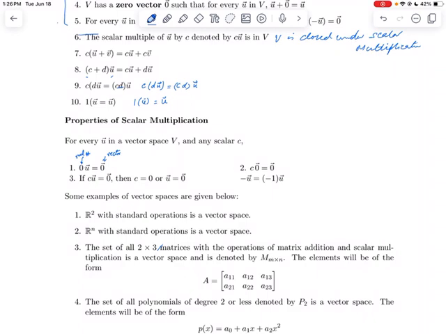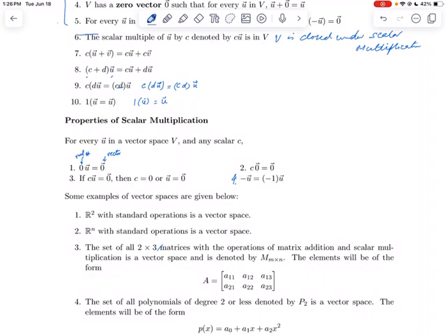Then the fourth one, number 4, is saying that negative u means negative 1 times u. So how will you get negative u? You just multiply the u vector by negative 1.